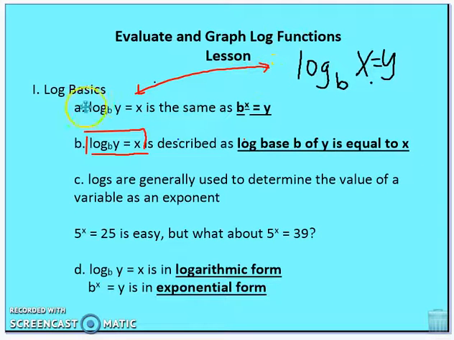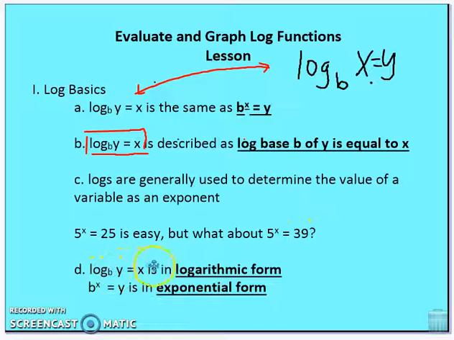So in academic language, we have some log basics. Log base b of y is equal to x is the same as b to the x is equal to y. Logs are generally used to determine the value of a variable as an exponent, or an unknown as an exponent. As we gave the example, 5 to the power of x is equal to 25 is easy. x is equal to 2. But what about 5 to the power of x is equal to 39?